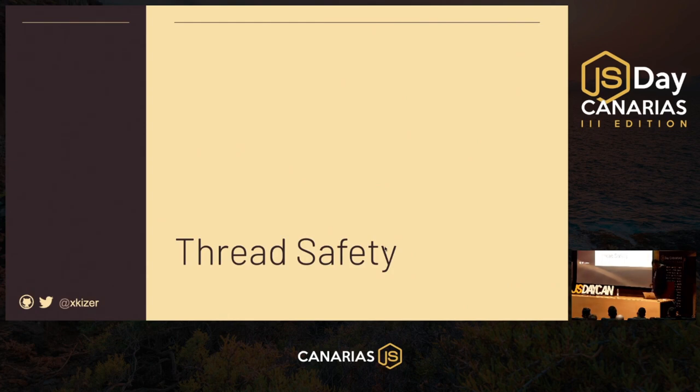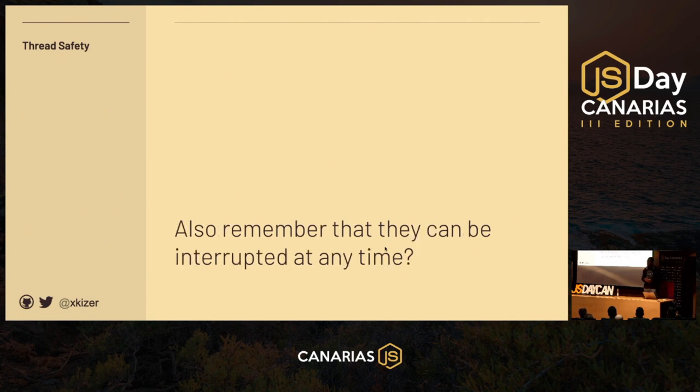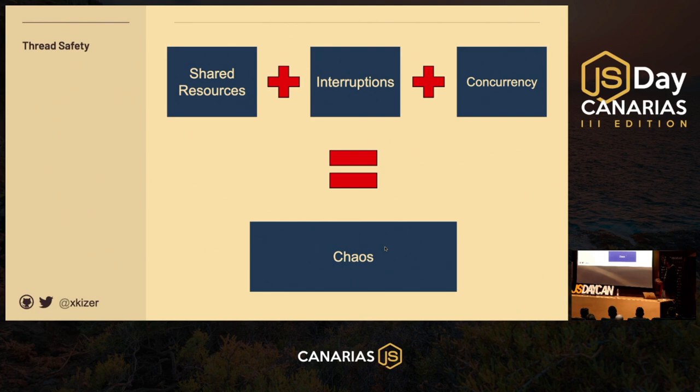Thread safety. You remember that threads can share the resources of a process, which means they have access to the memory, they have access to all the stack. And you also remember that they can be interrupted at any time, which means while it's adding one number to another, it can just be interrupted. And they can also run in parallel. So when you add these three things, you get chaos. A lot of things can go wrong, and I will illustrate.